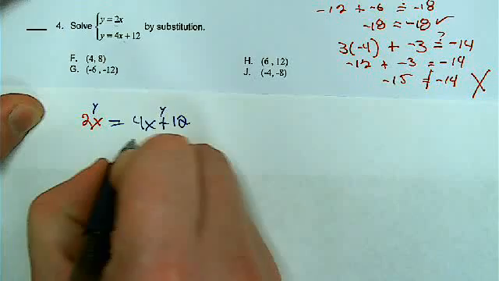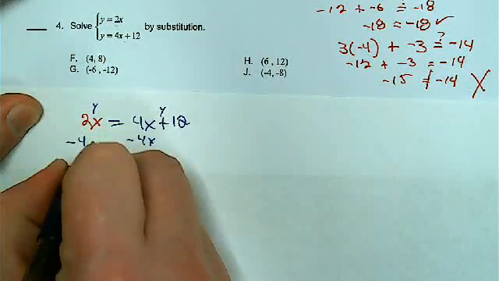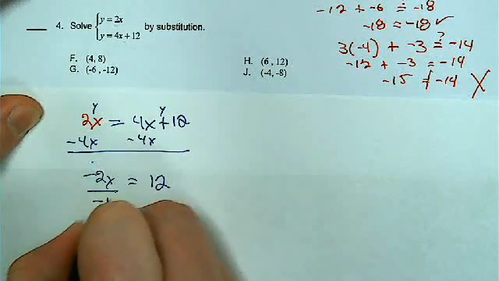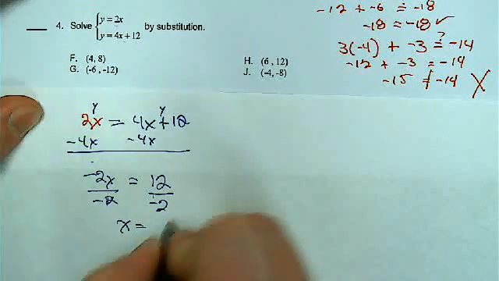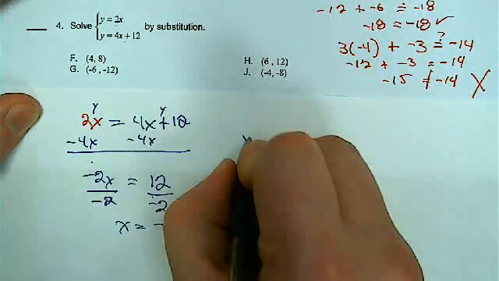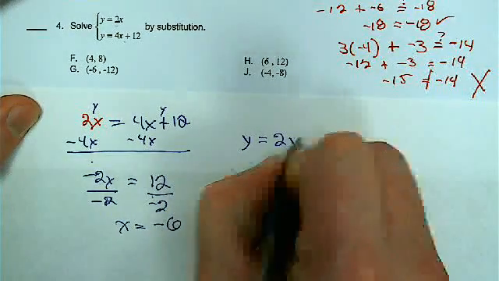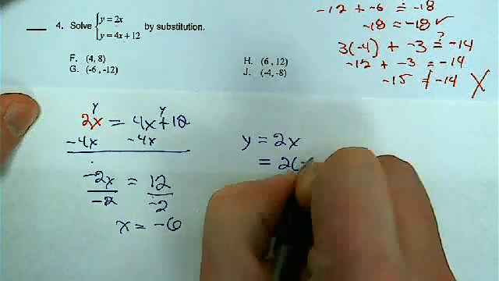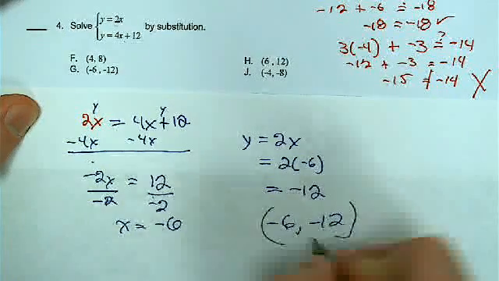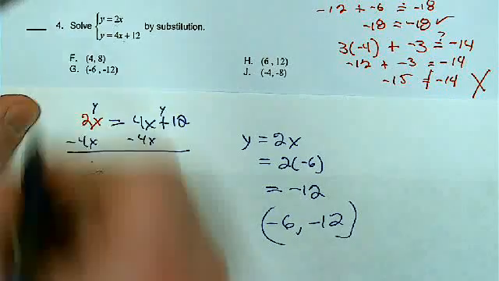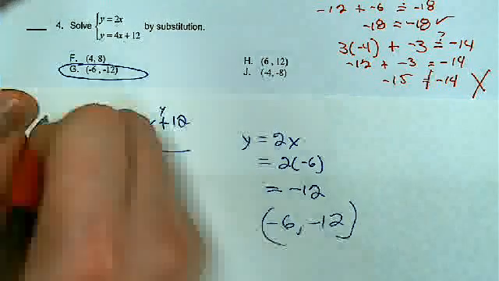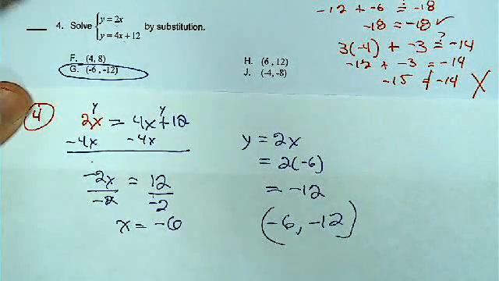And now I'm going to solve this. I'm going to subtract 4x from both sides. Leaves me -2x is equal to 12. Divide by -2, I get x is equal to -6. Now for completeness, I'll go ahead and find out what y is. Y we said was 2x. So I'll plug in what I know x is, which is -6. Get -12. So my answer is -6, -12. And that would be right here. And I'm also going to label my work. That's number 4 we did.